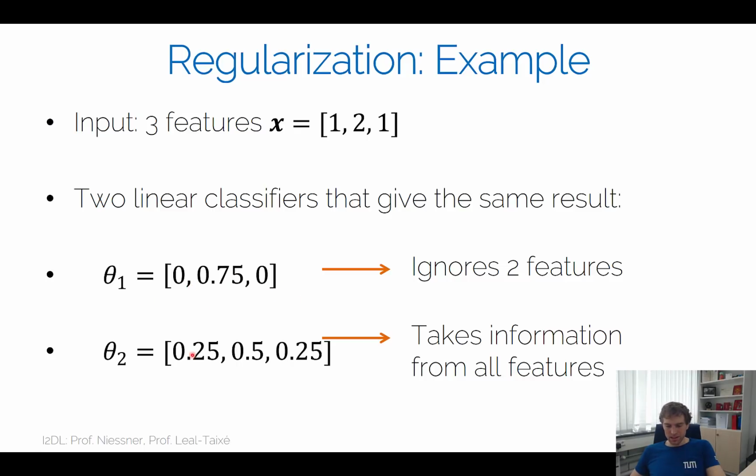The second one takes the information from all of them, right? Now it has a linear combination between these. It gives you the same score, but it does use all of the input features. So the assumption is that if you use all of the features at the same time and distribute the weights, this second set of weights has more potential to generalize. And that's very important for us, right?